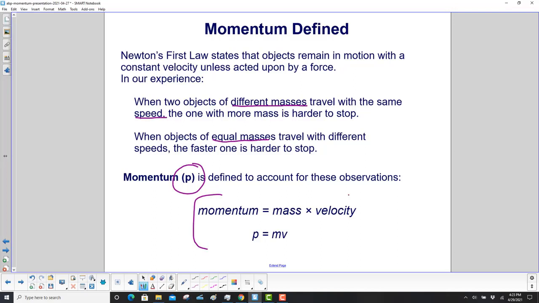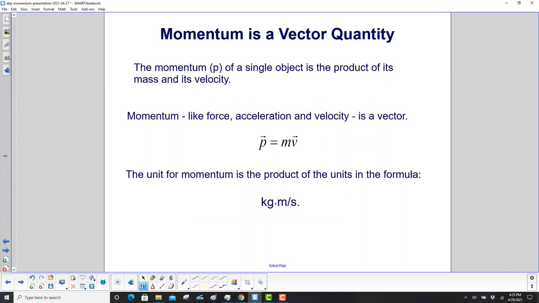Momentum is equal to mass times velocity, or mv. The momentum of a single object is the product of its mass and its velocity. Momentum, like force, acceleration, and velocity, is a vector. So it's written with a little arrow over it. So you have the arrow over momentum, which shows it's a vector.